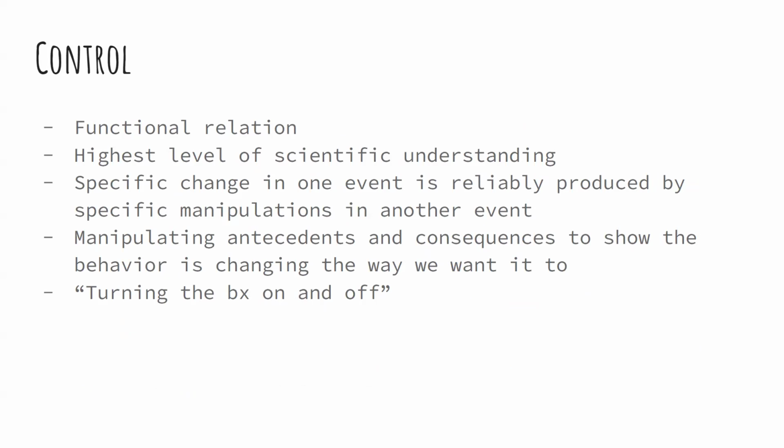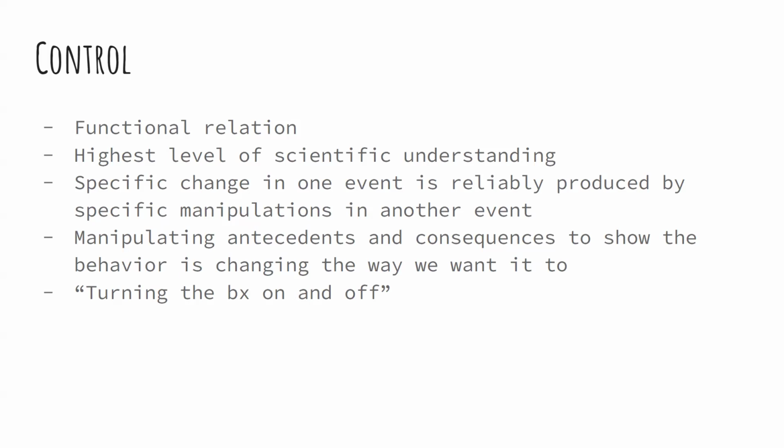Basically, the change in the behavior or the dependent variable is a result of our changes that we've made in implementing the independent variable. So we are manipulating the antecedents, what happened before the behavior, and the consequences, what happens after the behavior. And we're showing that because we're doing those things, the behavior is changing the way that we want it to. We are turning the behavior on and off. So, for example, when you run a functional analysis, you are essentially turning the behavior on and off. You're showing that there's a functional relation.